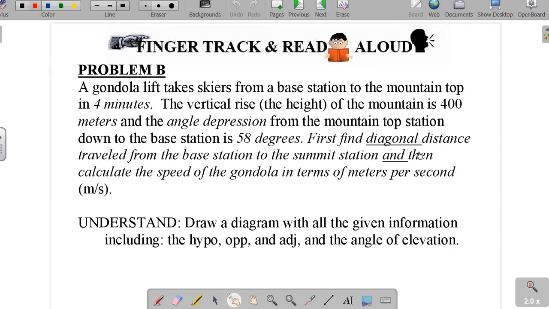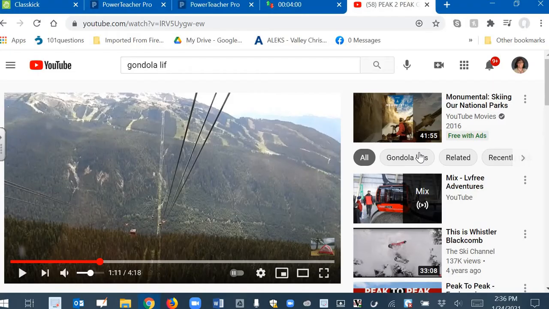Some of you are not even familiar with what a ski lift gondola looks like, so here's a short video.